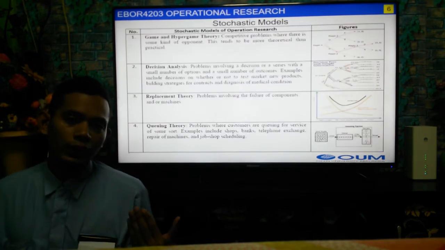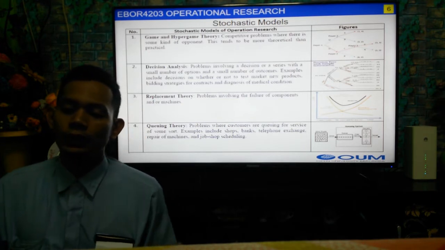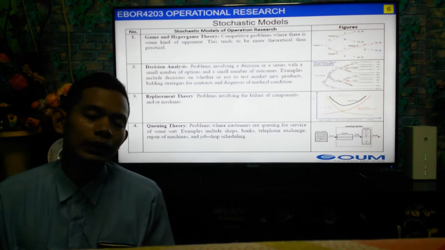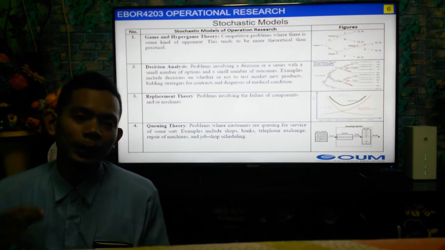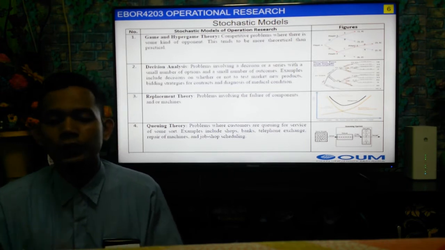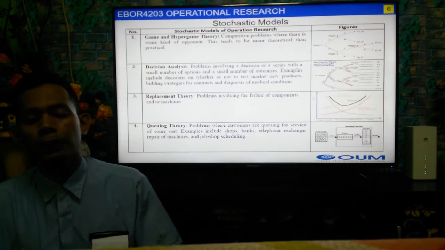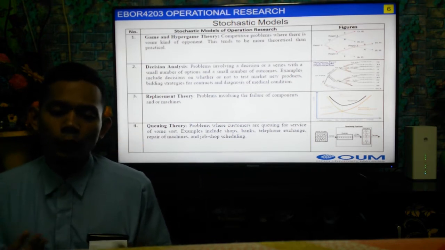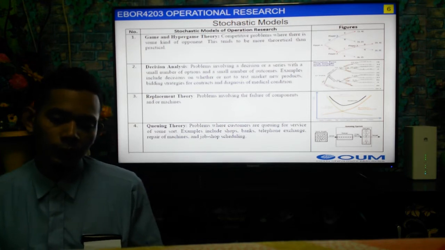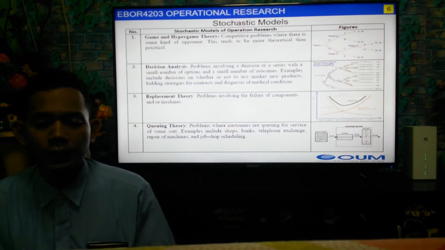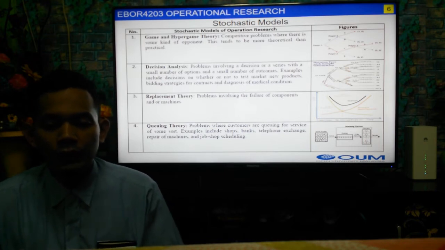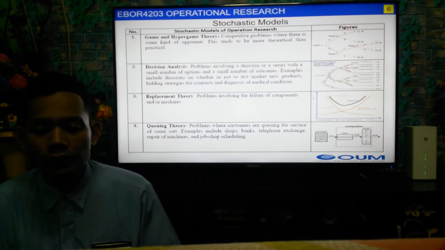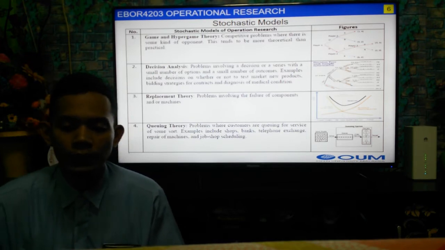The stochastic model is also known as the probabilistic model. This model has at least one decision variable or parameter which is random in nature. So maybe two we know and one is random, and we need to find that out. An example is game theory, which deals with competitive problems where there is some kind of opponent. They tend to be more theoretical than practical. The second example is decision analysis, which includes decisions on whether or not to test, for example, test new markets, leading strategy for contracts and the analysis of medical conditions.